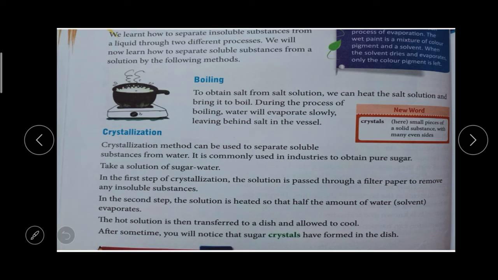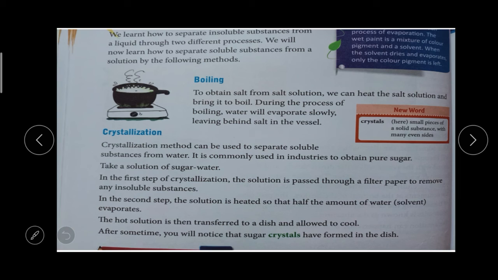Then the second step: they heat the solution so that about half of the water evaporates and the remaining solution stays in the vessel. Then the concentrated solution is transferred to a dish or plate and allowed to cool.